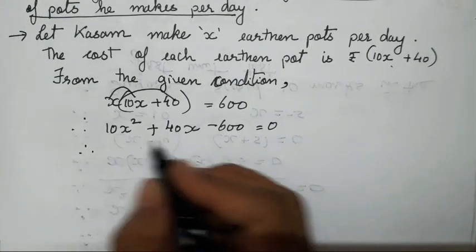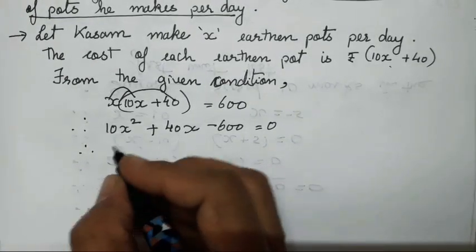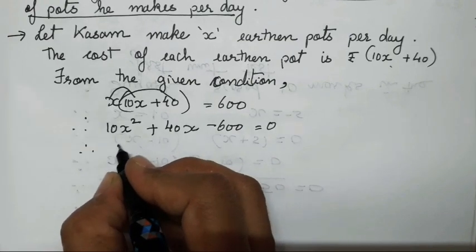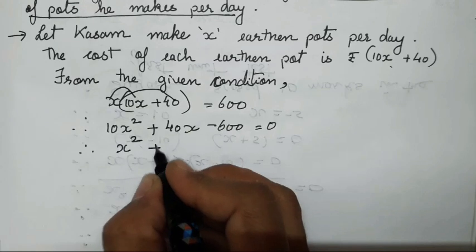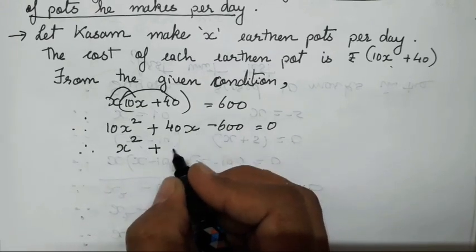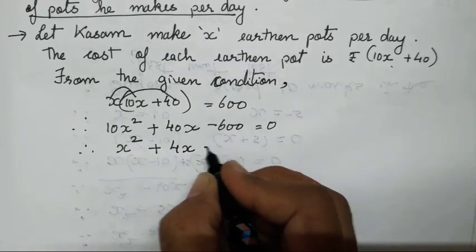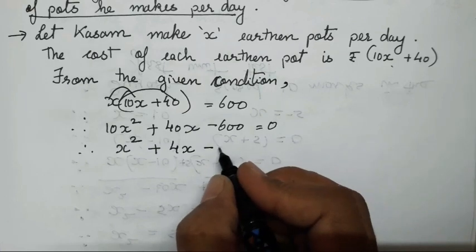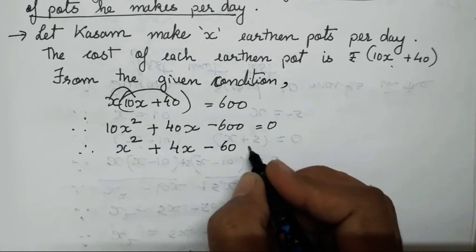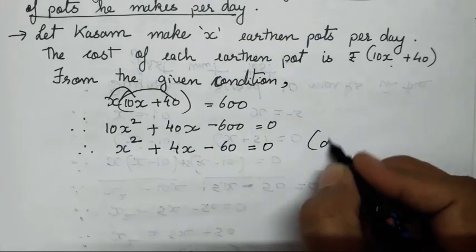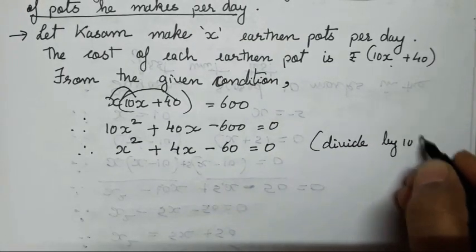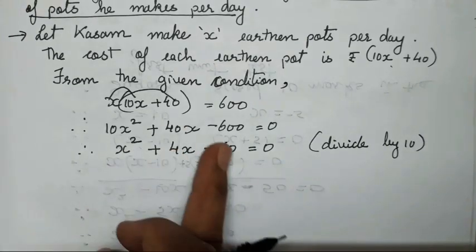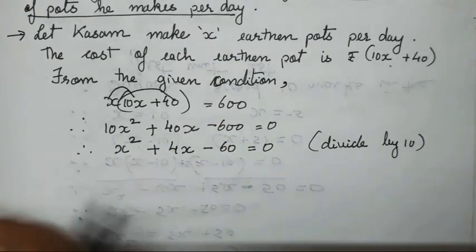Therefore, dividing all the numbers by 10, table of 10, 10 ones are 10, so only x square will be remaining, 10 fours are 40, so 4x, minus 10 sixties are 600, so only 60. So what step have I done over here? I have divided by 10. Okay, 10 ones are 10, 10 fours are 40, 10 sixties are 600. Is it clear till here?